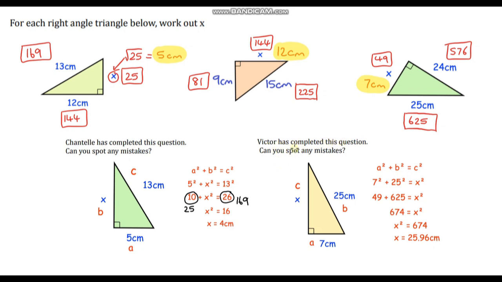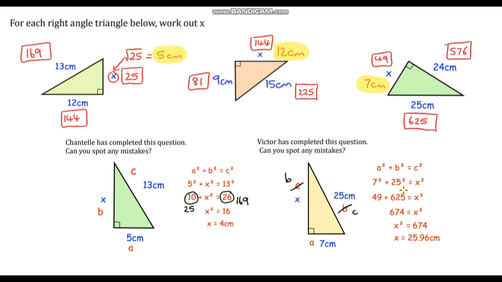Victor has completed this question. Can you spot any mistakes? So he's completed it algebraically again, just like Chantel did. And he's written out the formula, a squared plus b squared equals c squared. But then looking at his diagram, he's labelled the sides incorrectly. Because remember, C is always the hypotenuse. So you can see here that his hypotenuse, he's labelled up as B, which is over here. That should be C. According to his formula, C is the hypotenuse. So he's just got B and C the wrong way round. But it's quite a big mistake because everything else following on from that is going to be wrong. So these two values should be switched round.